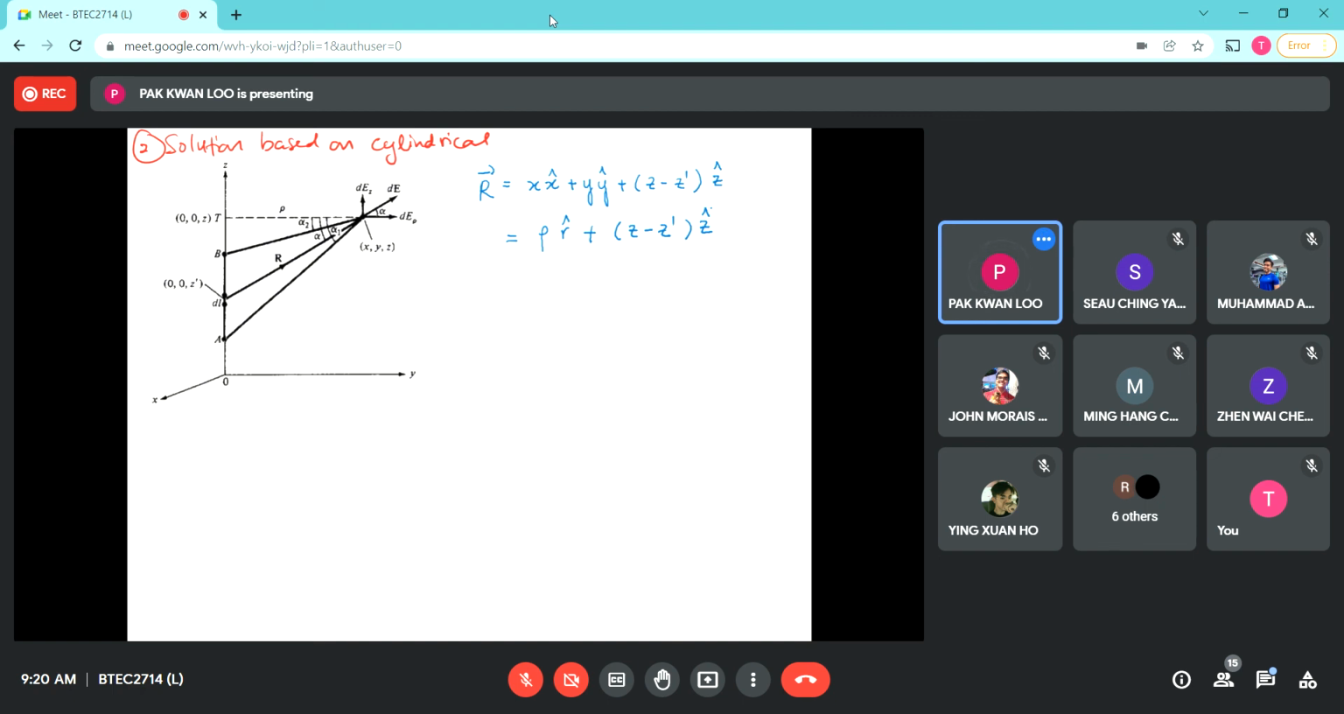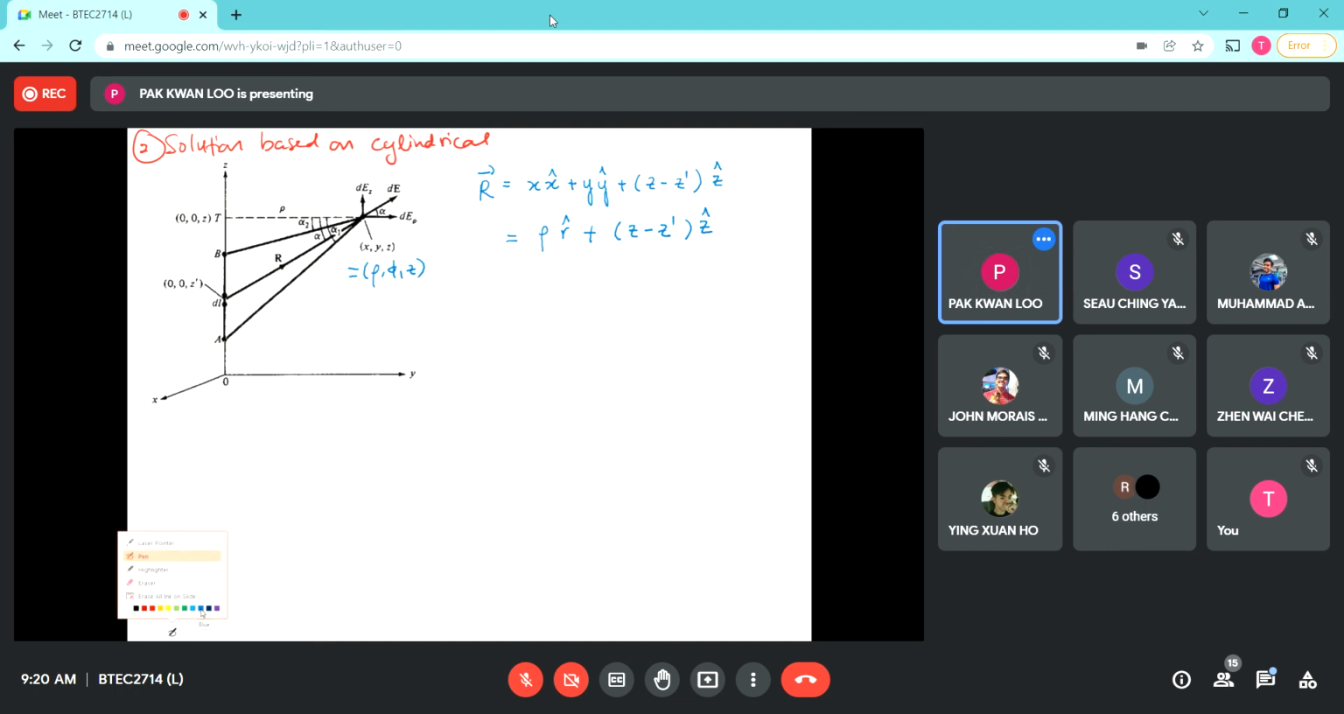Now, based on your knowledge that in cylindrical we have rho, phi and z, right? So where is phi? I didn't see any phi here. So why is that? I'm going to show you why now.